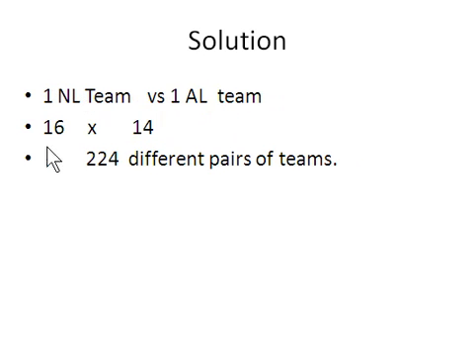Well, an outcome here is selected by taking 1 National League team. So you're taking 1 from the National League teams, 1 from the American League teams. So it is a multiplication rule problem. We take 16 times 14, and there are 224 different pairs of teams.